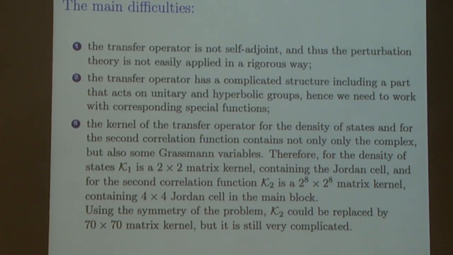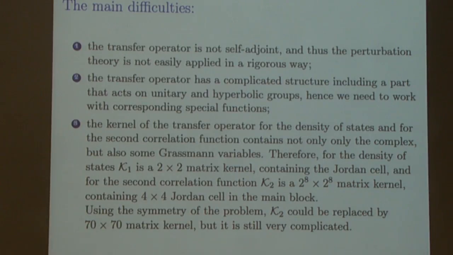Your operator will be a big matrix whose elements are operators on L2 on Hermitian matrices. So you have a big matrix like 256 times 256, and each element of this matrix will be some operator on L2 on Hermitian and hyperbolic matrices. Yes. So for the characteristic polynomial, you just have one L2. For density of states, you have 2 by 2 matrices.